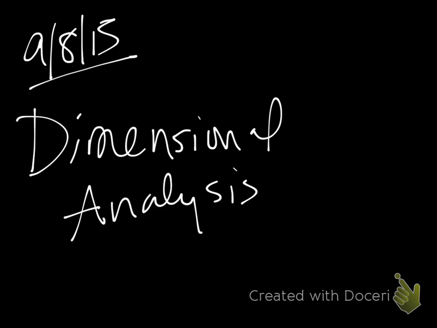Okay, so you've been doing dimensional analysis all along. All of your stoichiometry that you did in chemistry is dimensional analysis. It's also known as factor label. You did it in physical science. You did factor label conversions.